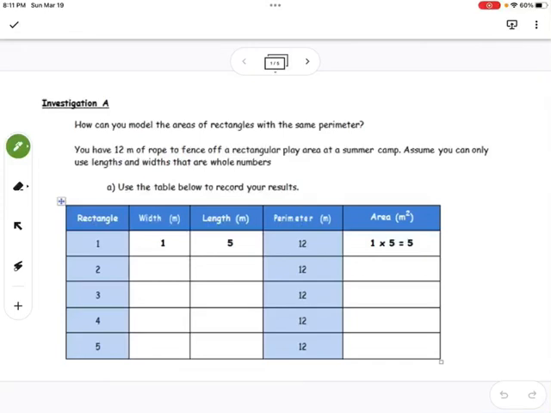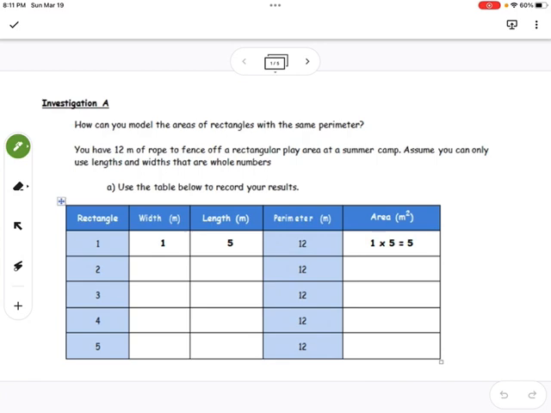Okay, so before the break, we were talking about area, perimeter, surface area, and volume. And we're just finishing that up today by talking about optimization. So, when we're talking about optimization, we're looking at how we can find the biggest area when we're given the same amount of perimeter.